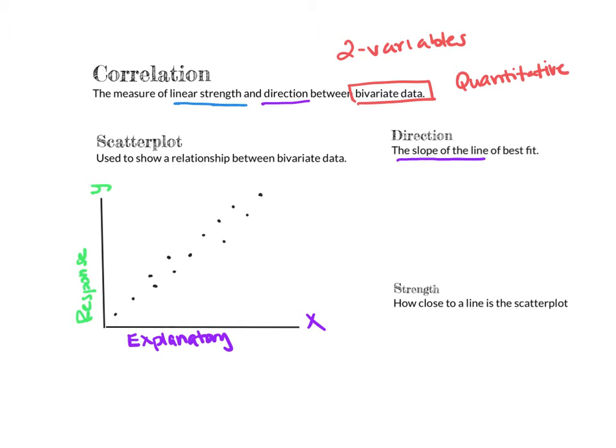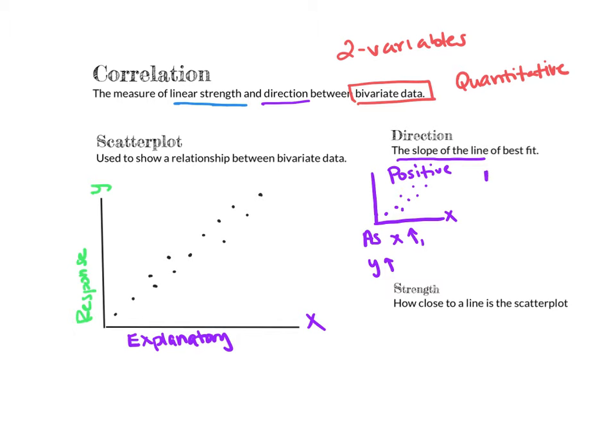So basically, when you set up your scatter plot, you can have what's called positive direction or positive slope. That just means that the line moves in a positive direction like this. And what this says is that as the explanatory, or as x increases, the y variable is also increasing, or the response is increasing.